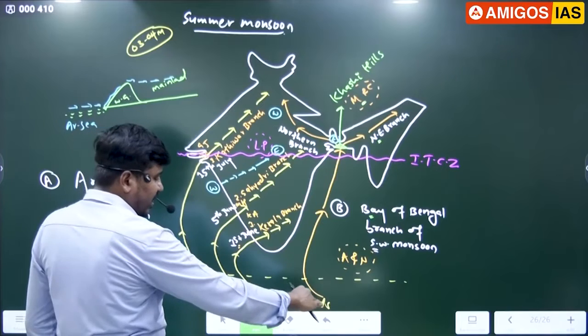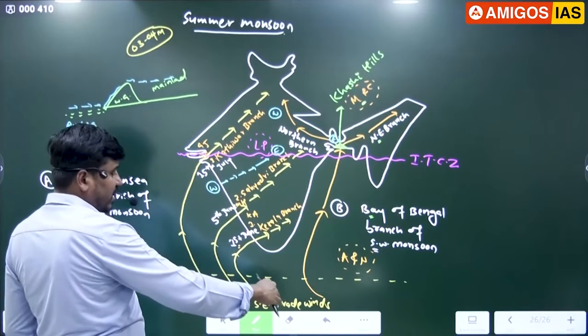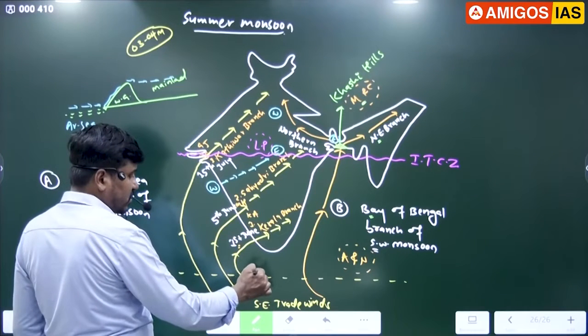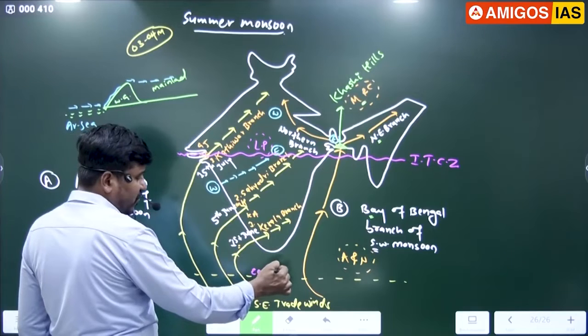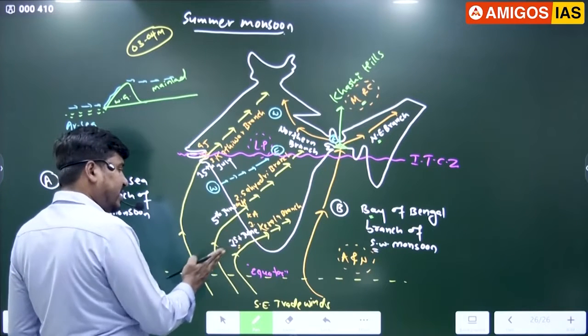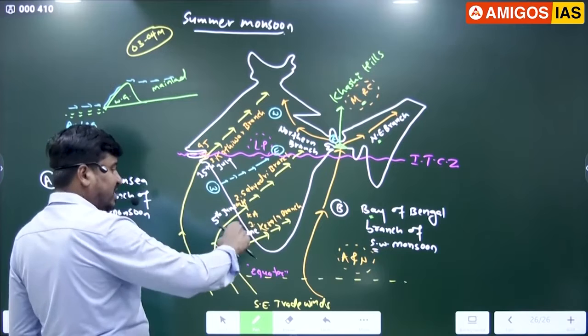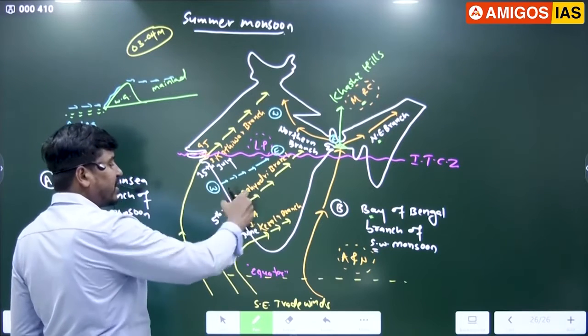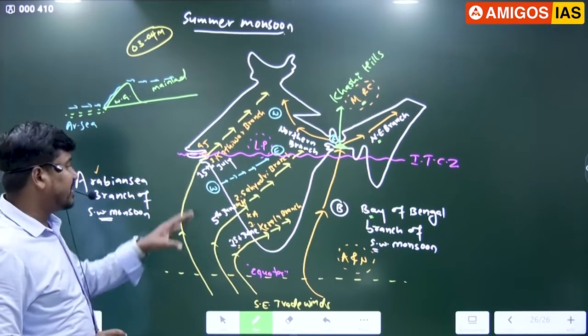Now winds, listen here: the southeast trade winds cross the equator. And because of Coriolis force, they deflect towards the right, and as they deflect towards the right, they enter India from the southwest direction. As they enter India from the southwest direction, they are named the southwest monsoon, right?